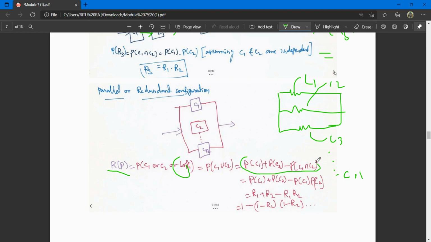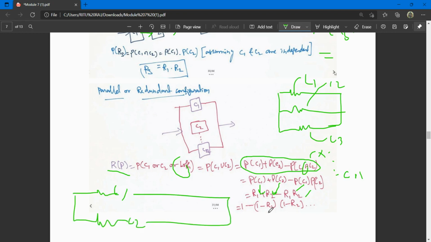You must have read this in sets in class 11. We had this chapter, right? This is the formula: P(C1) plus P(C2) minus P(C1) into P(C2), which is nothing but multiplication. So P(C1) is R1, reliability of C1, P(C2) is R2, reliability of C2, and P(C1 and C2) is R1 into R2. This system is for two configurations, C1 and C2, connected in parallel.